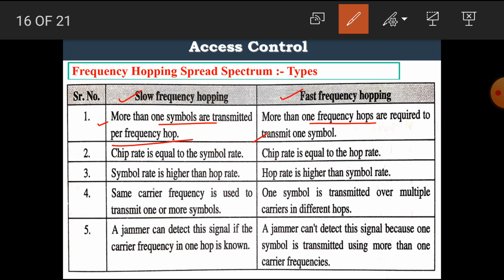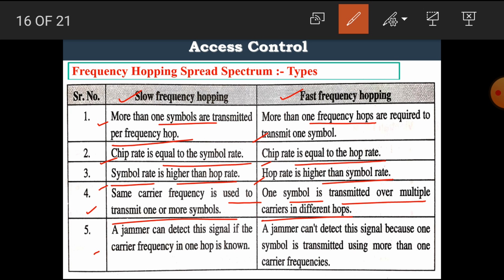In slow frequency hopping, chip rate is equal to symbol rate, while in fast frequency hopping, chip rate is equal to the hop rate. In slow frequency hopping, the symbol rate is higher than the hop rate. In fast frequency hopping, the hop rate is higher than the symbol rate. The fourth point: in slow frequency hopping, the same carrier frequency is used to transmit one or more symbols. In fast frequency hopping, one symbol is transmitted over multiple carriers in different hops.